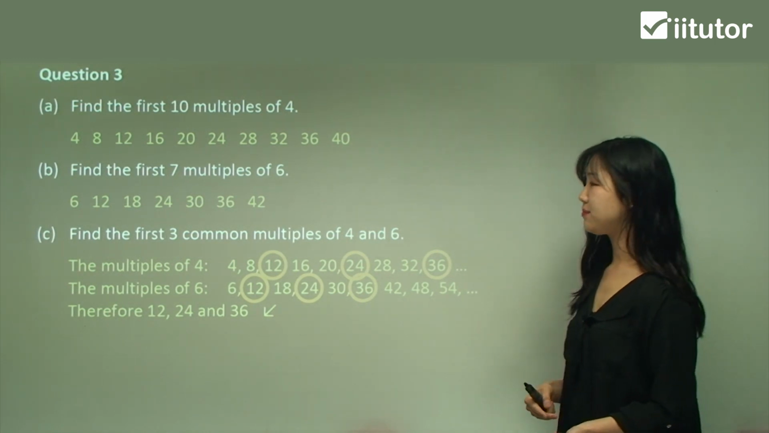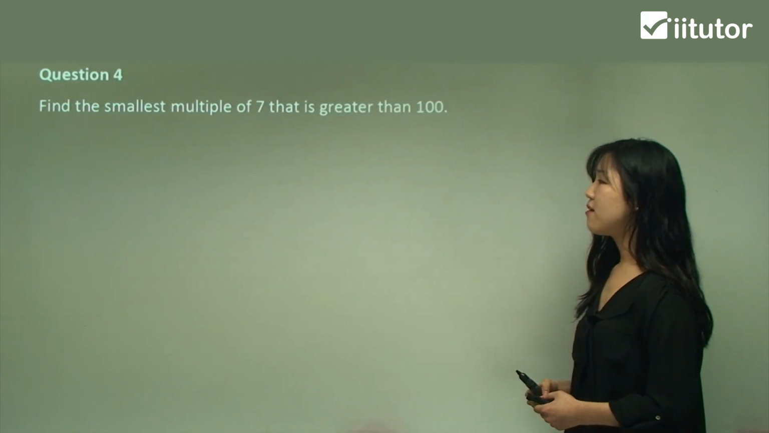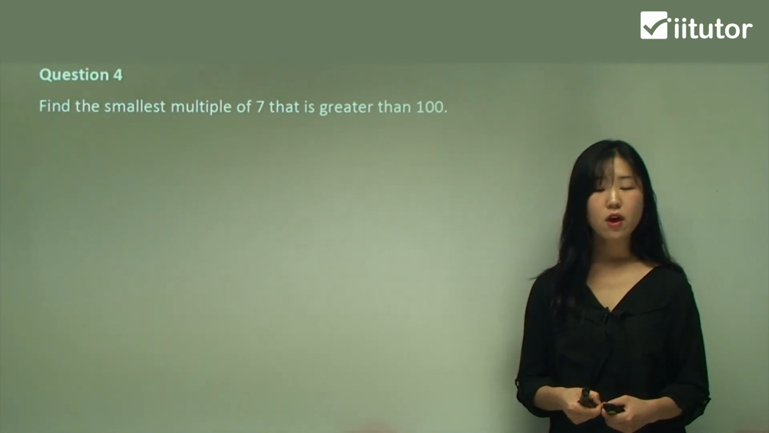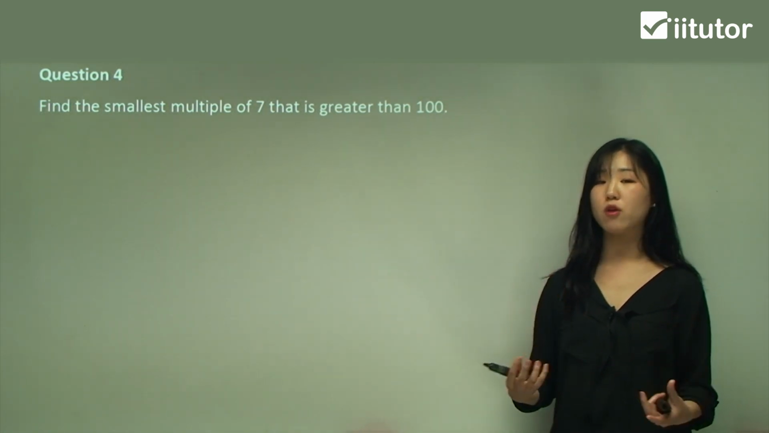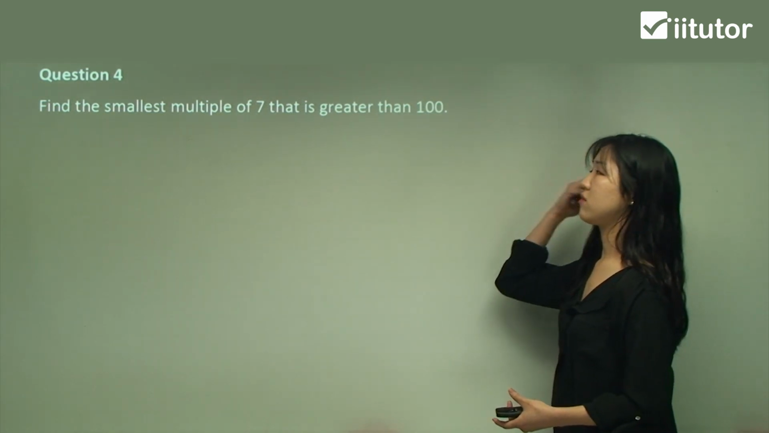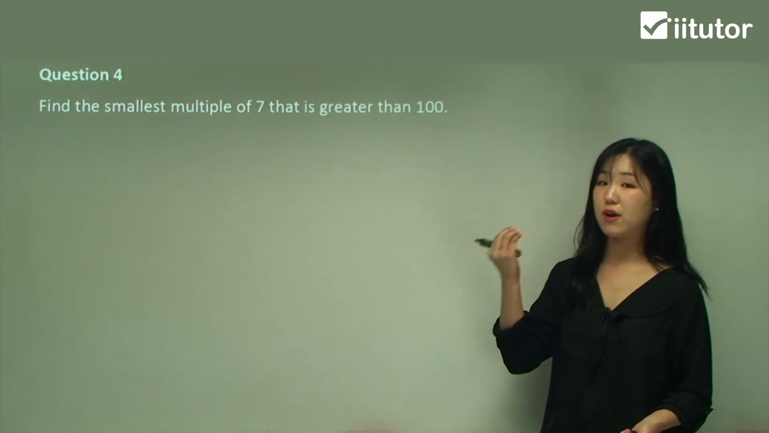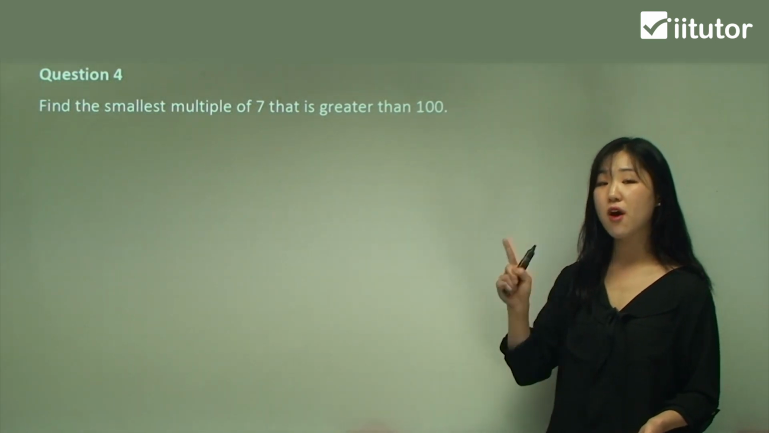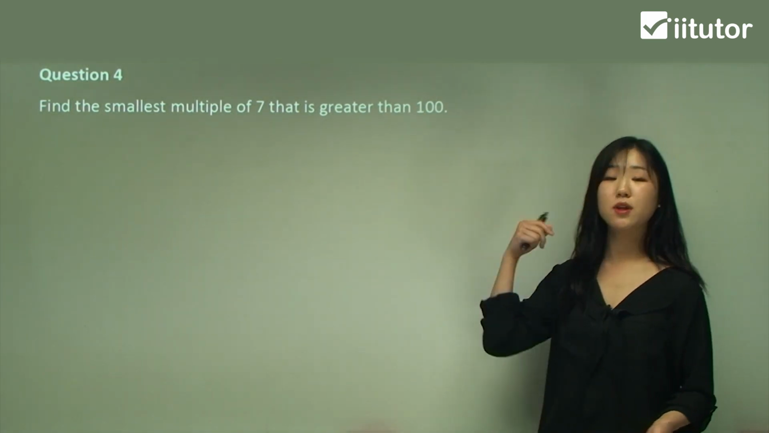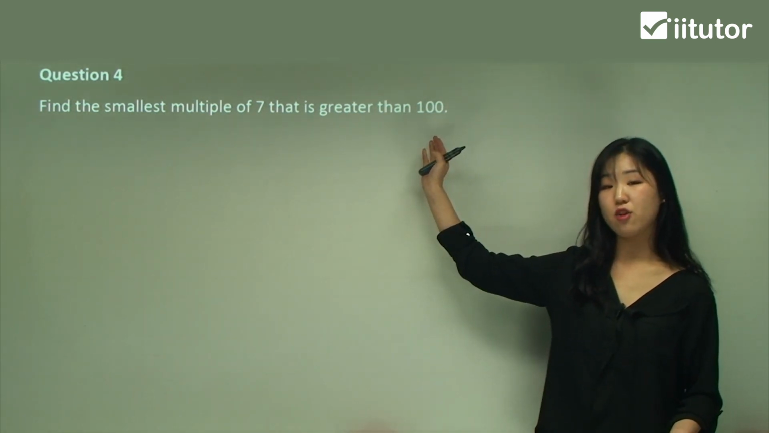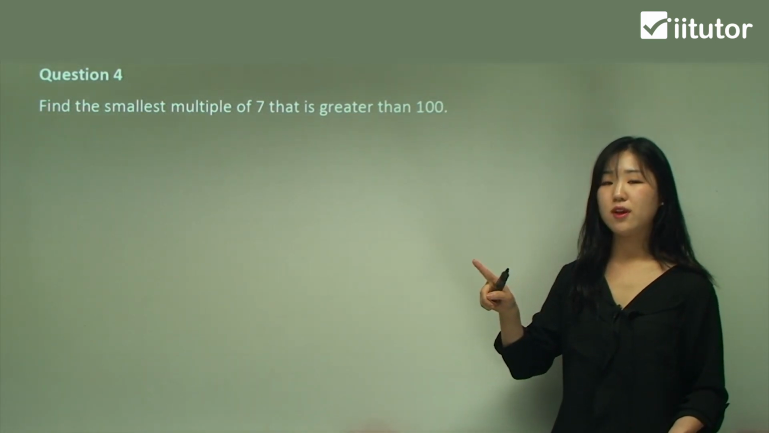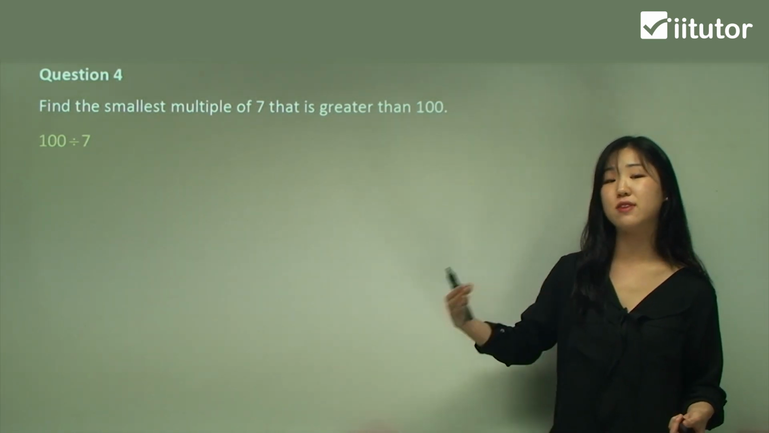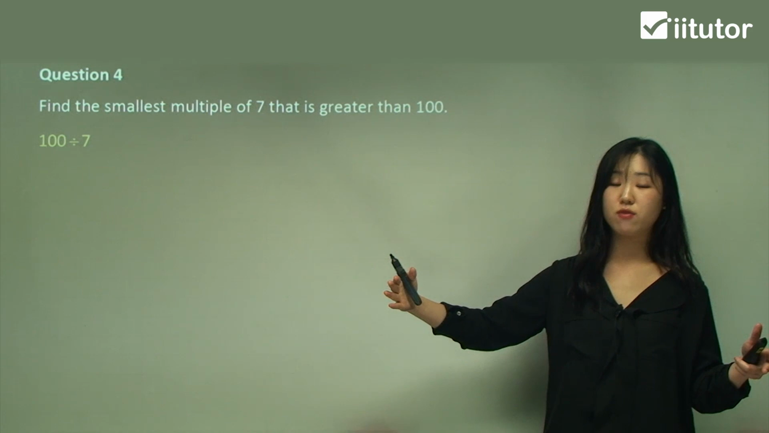That is it. Question 4. Find the smallest multiple of 7 that is greater than 100. Okay, so 7 times what would make something greater than 100? Just greater than 100, because we want to find the smallest multiple of 7. So we want the first number that's a multiple of 7 that just exceeds 100. What I'm going to do is see what 100 divided by 7 is, because I want to know how many lots of 7 go within the region of 100.